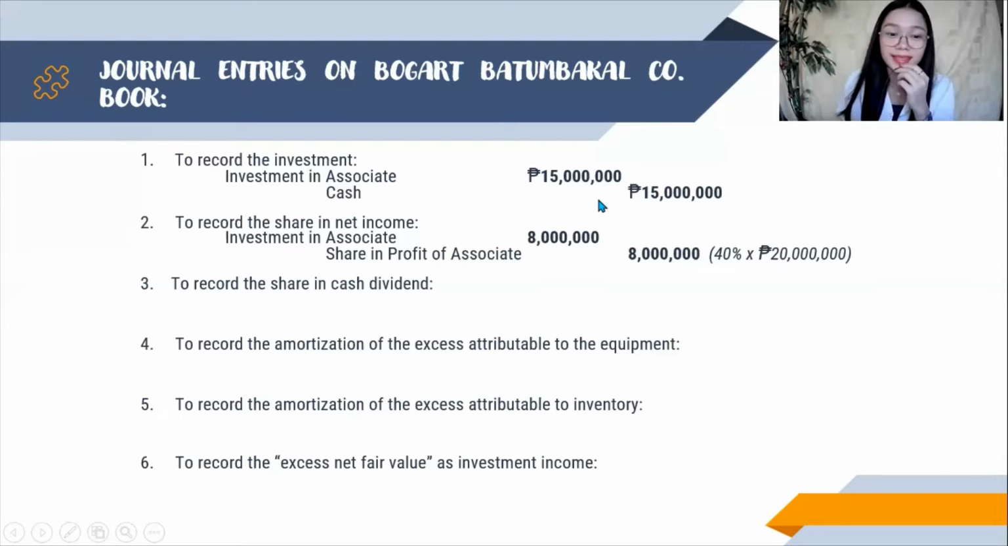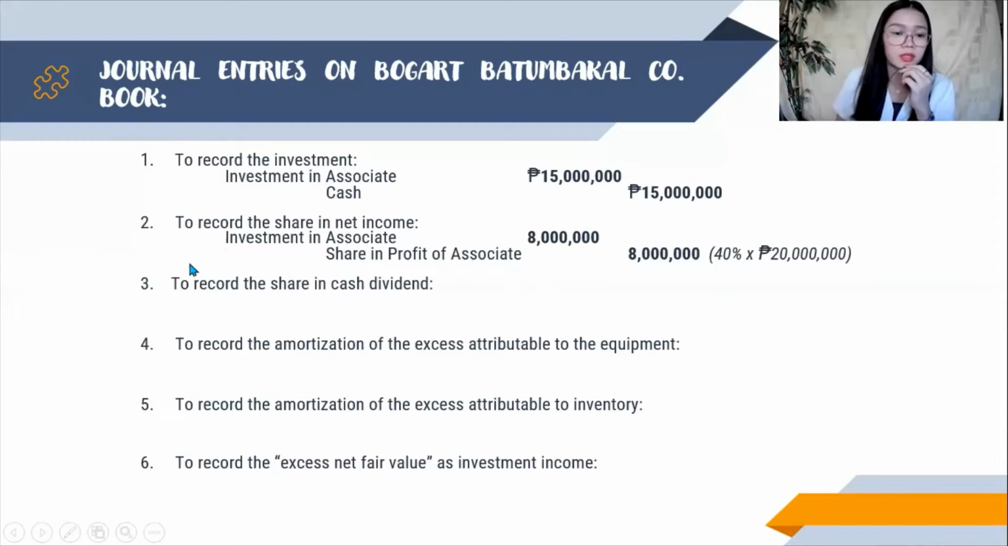Kasi nga, sabi ko nga kanina, kung ano yung movement dun sa equity, di ba, tumaas yung equity ni investee dahil meron siyang net income, of course, mag-i-increase din natin yung investment in associate na account din natin for 8 million.